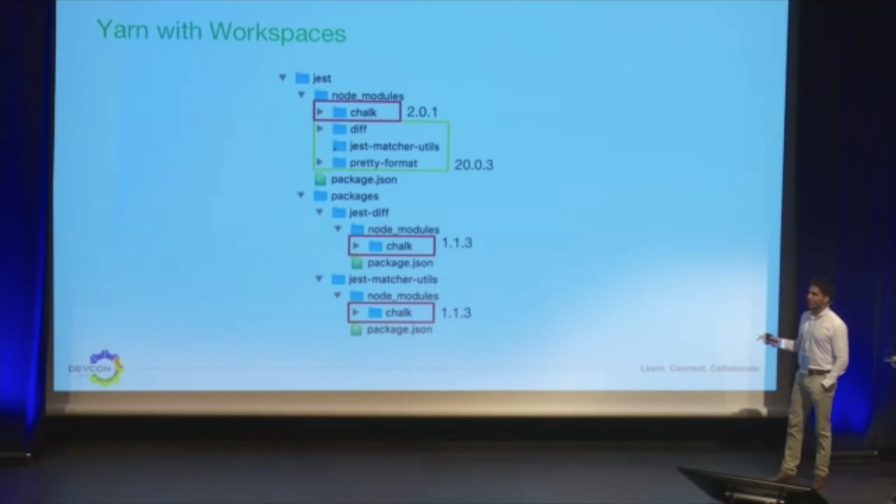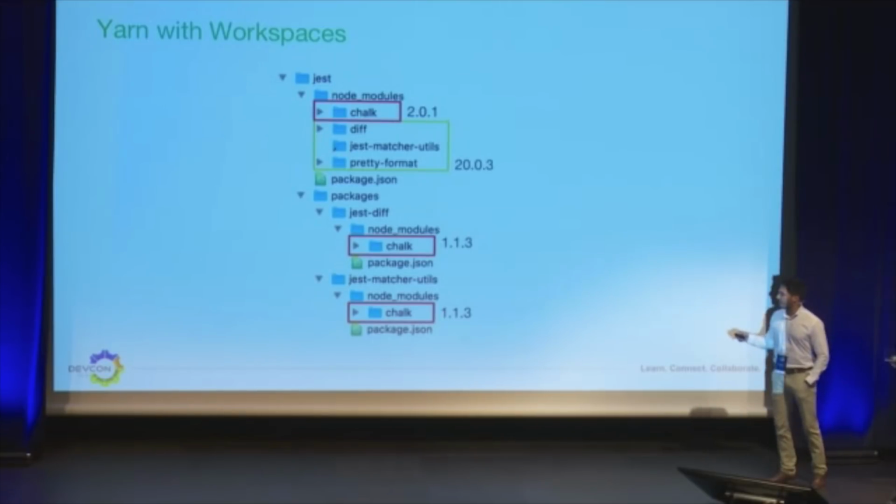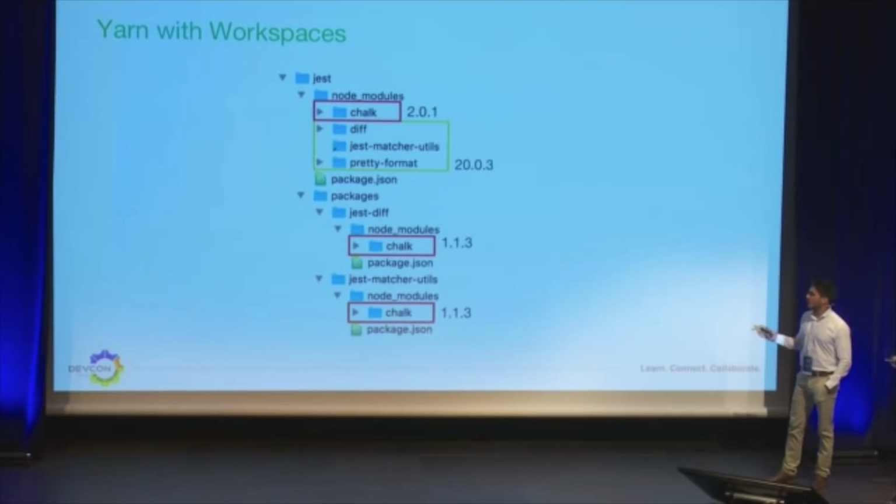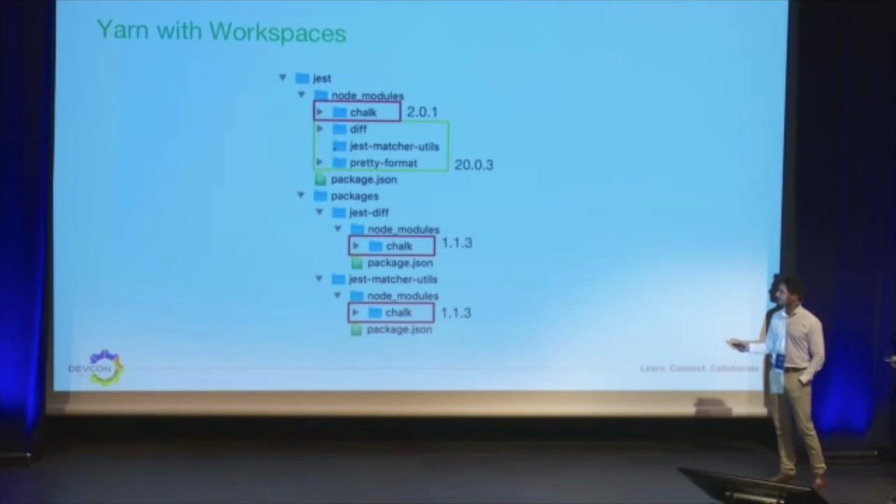So we want our different modules to keep using their own version. But for pretty-format, we just have one dependency because it was able to not duplicate them. Thanks to that, we are able to save space and also probably some time when downloading them.